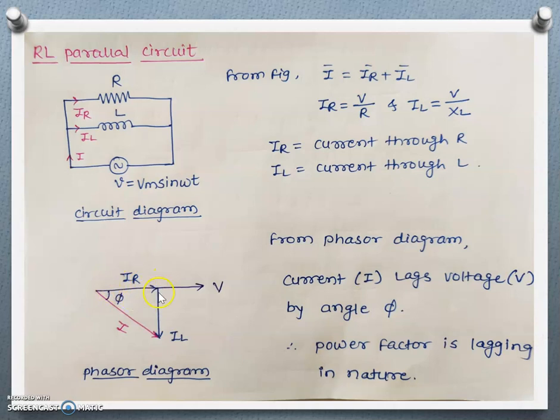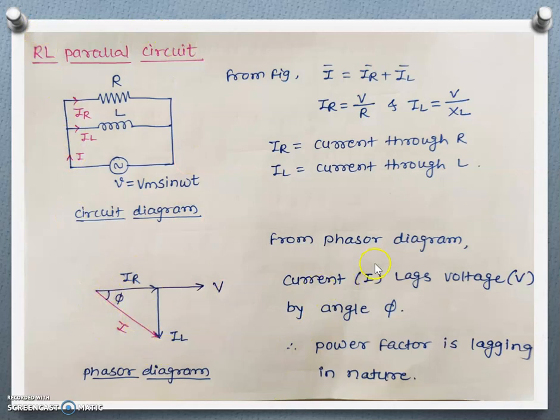This is IR. Then in the case of the inductor, the voltage across the inductor V and the current through the inductor IL are not in phase. IL lags the voltage by 90 degrees, so we can draw it in the downward direction so that IL lags the voltage V by 90 degrees. And I is the total current, which is the sum of IR and IL. So joining these two points, we get the total current I. This is the phasor diagram for the RL parallel circuit.